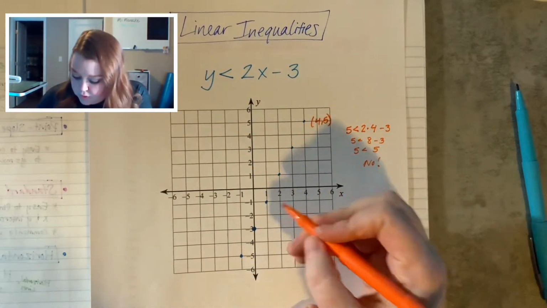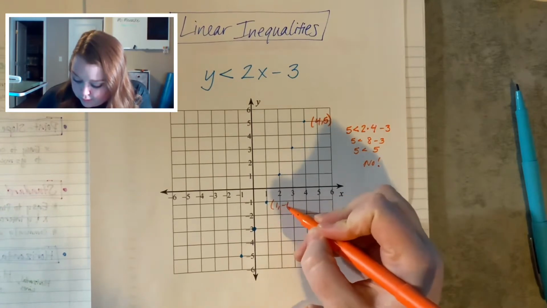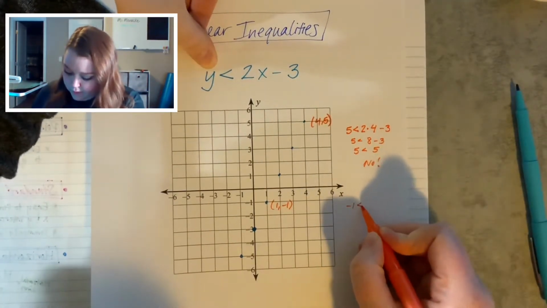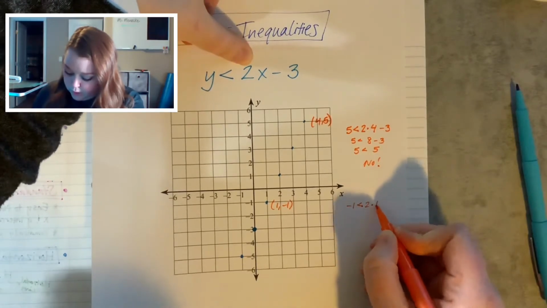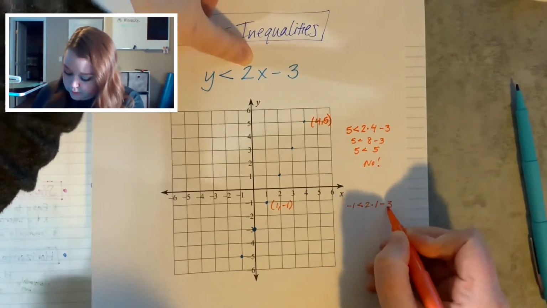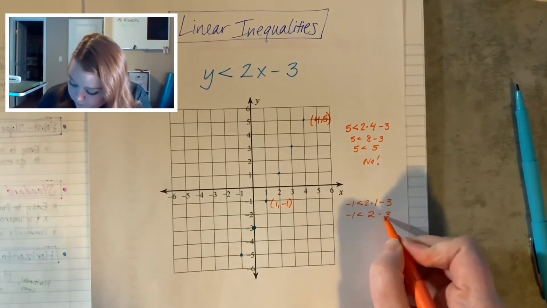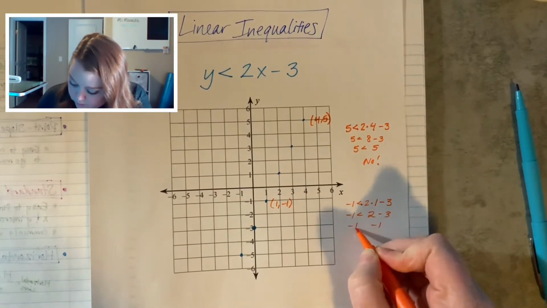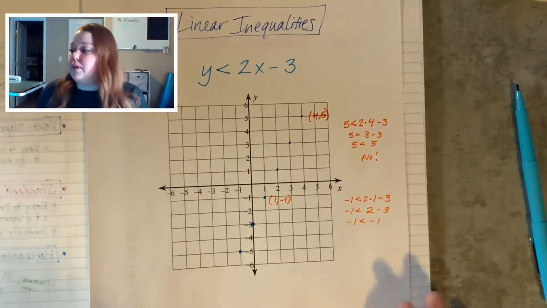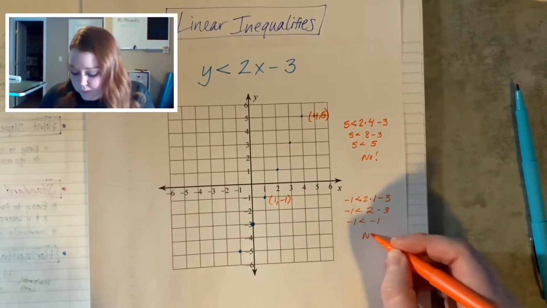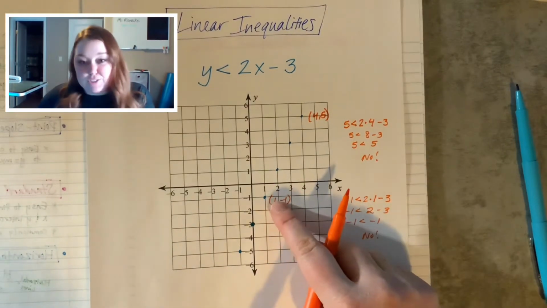Let's try another one. Let's do (1, negative 1). So I'm going to plug in negative 1 for the y value, plug in positive 1 for the x. 2 times 1 is 2. 2 minus 3 is negative 1. And I get this statement, negative 1 is less than negative 1. No, it's not. That's not a solution either.